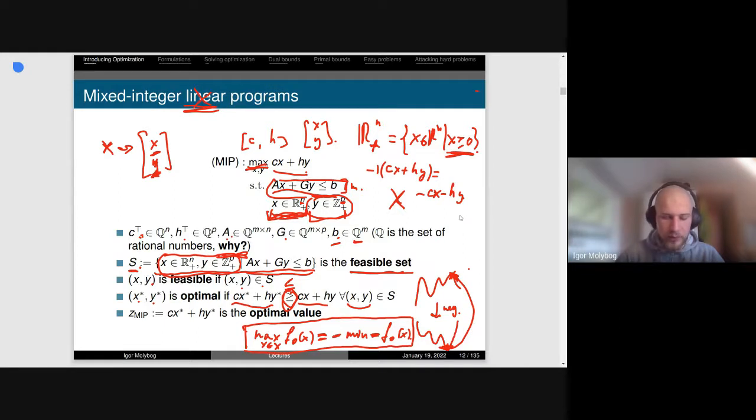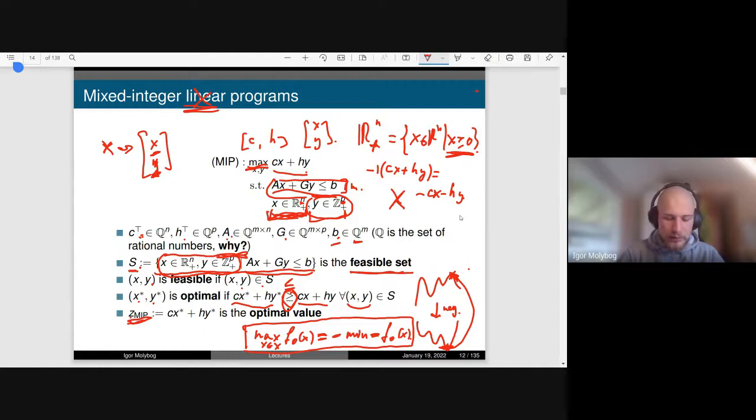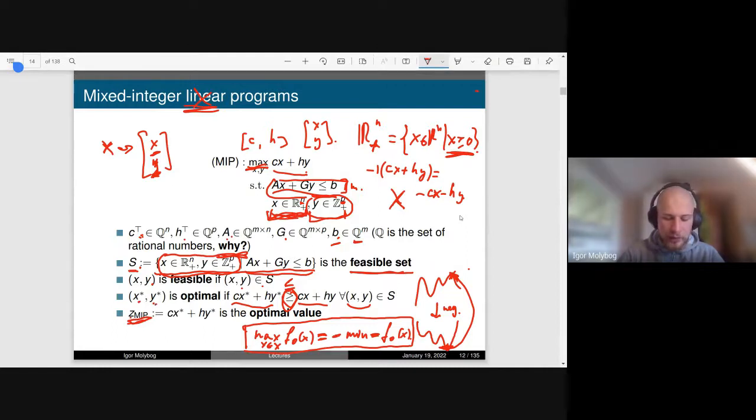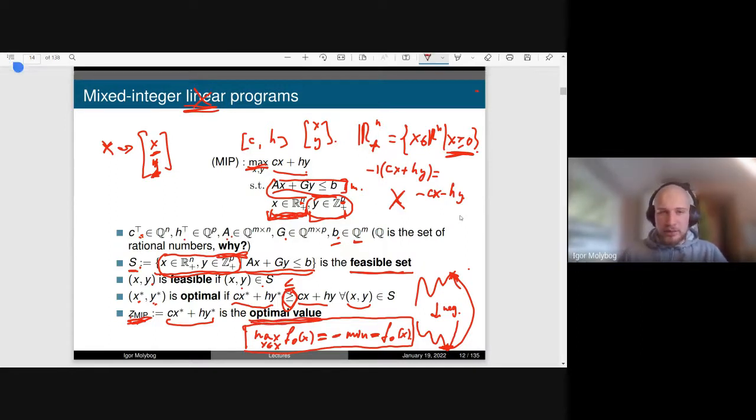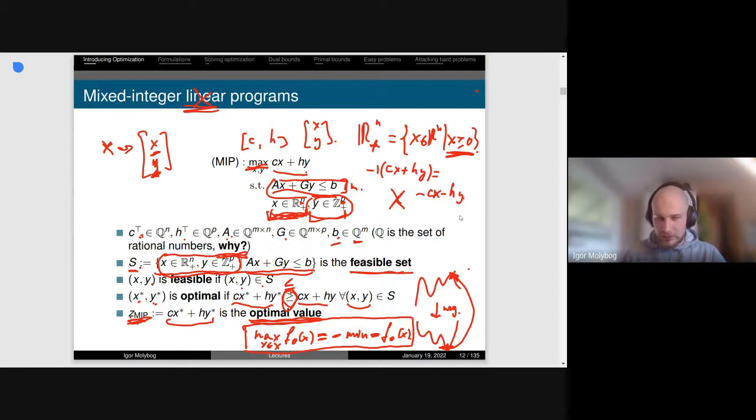The optimal value for the mixed integer programming problem, and optimal values in general, we're going to be denoting with the letter Z. So if our pair x star, y star is optimal for a mixed integer optimization problem, our Z MIP is the value of the objective function at that optimal point. It's called the optimal value. Any questions about the mixed integer linear programs?